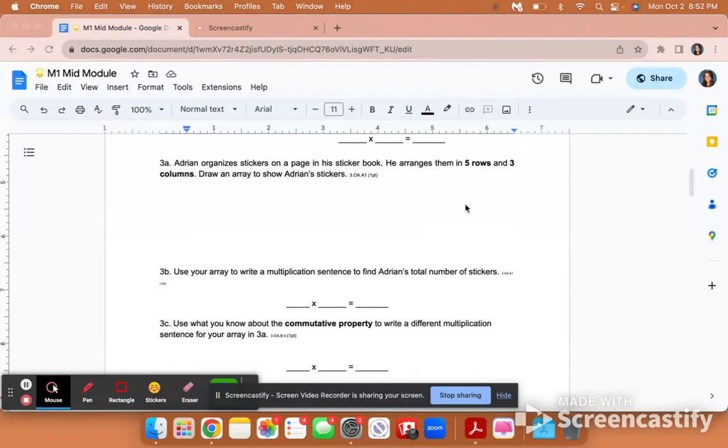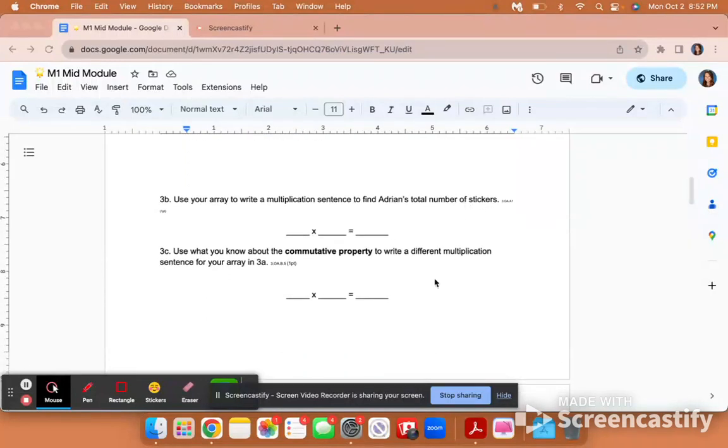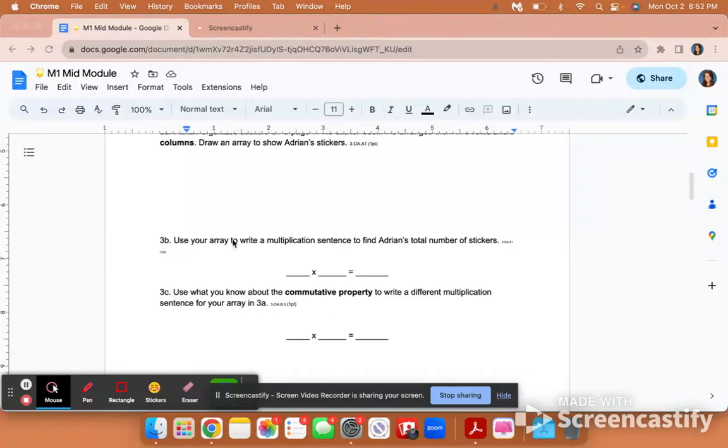3A says Adrian organizes stickers on a page in a sticker book. He arranges them in 5 rows and 3 columns. Draw an array to show Adrian's stickers. 3B says use your array to write a multiplication sentence to find Adrian's total number of stickers. So since this is 3B, it's talking about the array that you just drew right here.